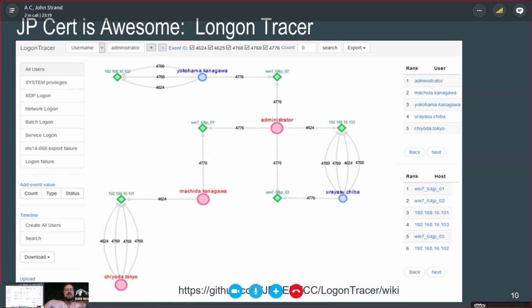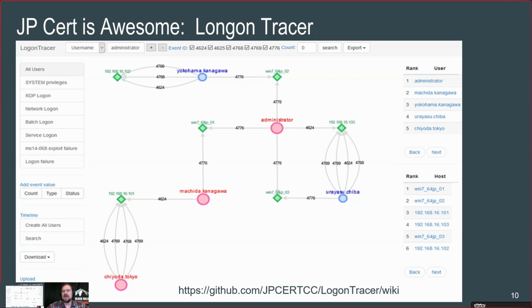The next tool, this is something that we were talking about too. We were talking about Logon Tracer, and this is JP Cert. And JP Cert has been doing an amazing amount of research and development over the past few years. They've just absolutely rocked it. And what Logon Tracer allows you to do is ingest EVTX files from your domain controller, and it'll automatically identify authentication in your environment and show you the top communicators in your environment.